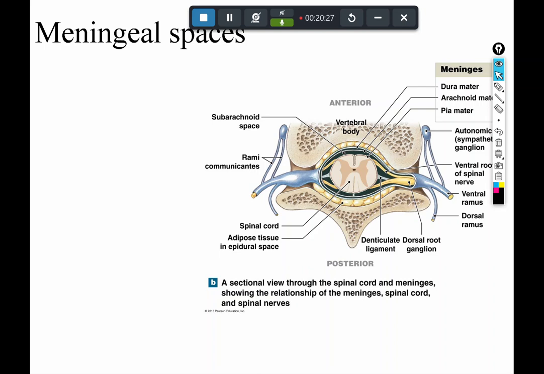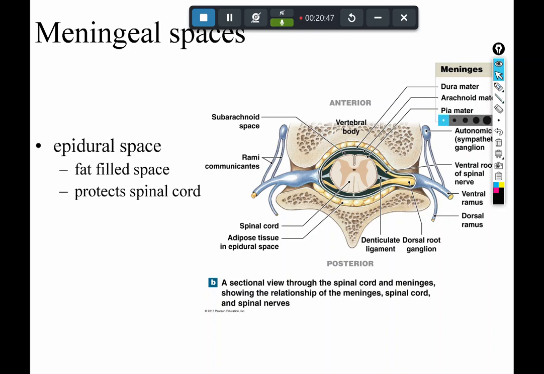Speaking of spaces and fluids, similar to how there's an intervertebral foramen, but it's only something that you see if there's two vertebrae stacked on top of each other, there are also meningeal spaces, which are only present between meninges, or around them at least.